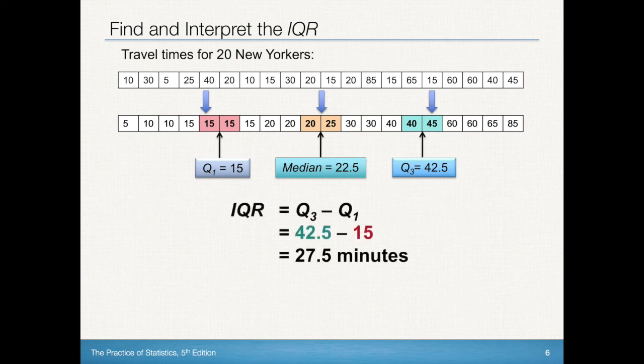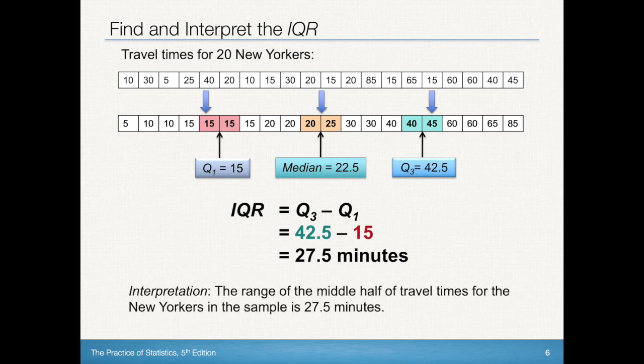To find the IQR now, we simply take the values and subtract them, and make sure you recognize the fact that it is still in units of minutes. So the IQR is going to be 27.5 minutes. And what's important in statistics is always understanding what the values actually mean. So the interpretation of the IQR is literally: the range of the middle half of travel times for the New Yorkers in the sample is 27.5 minutes.